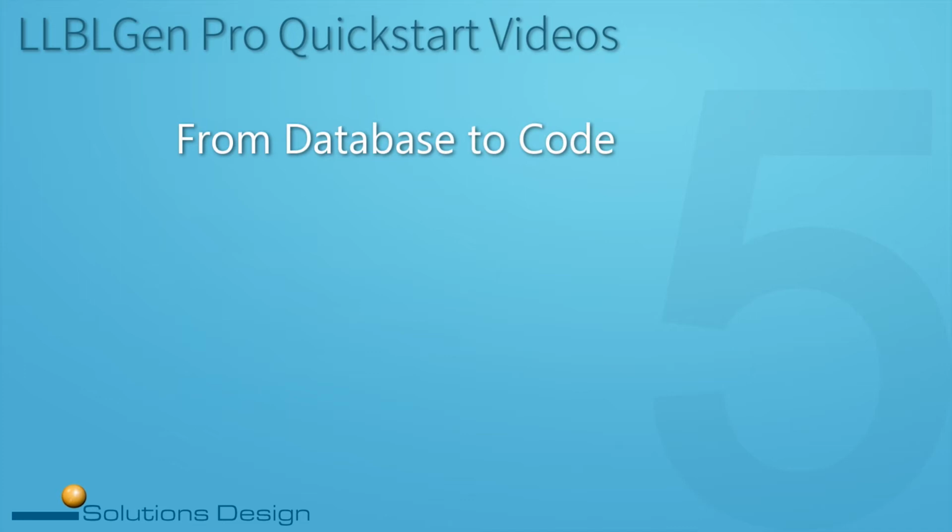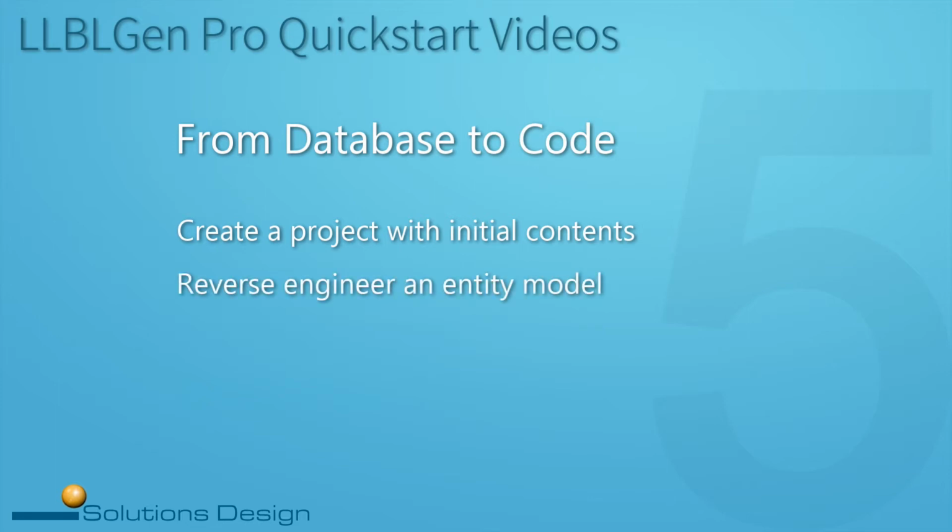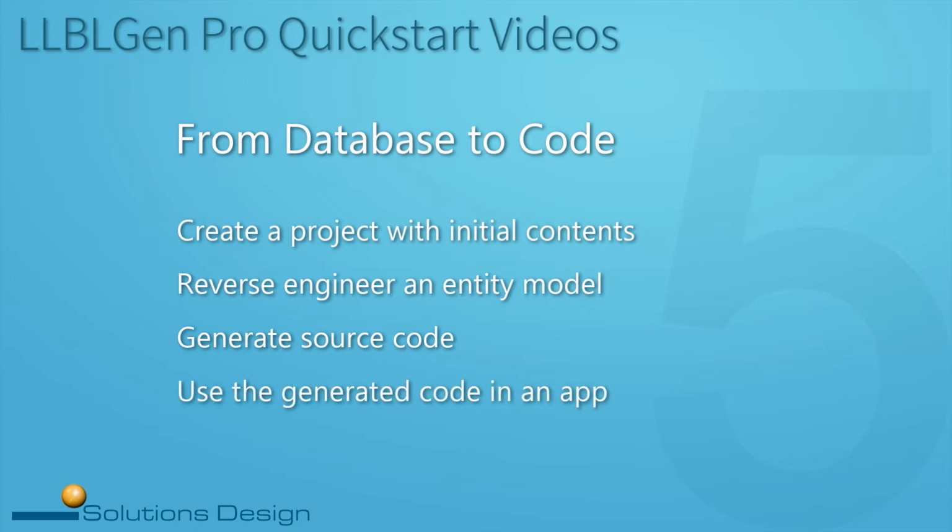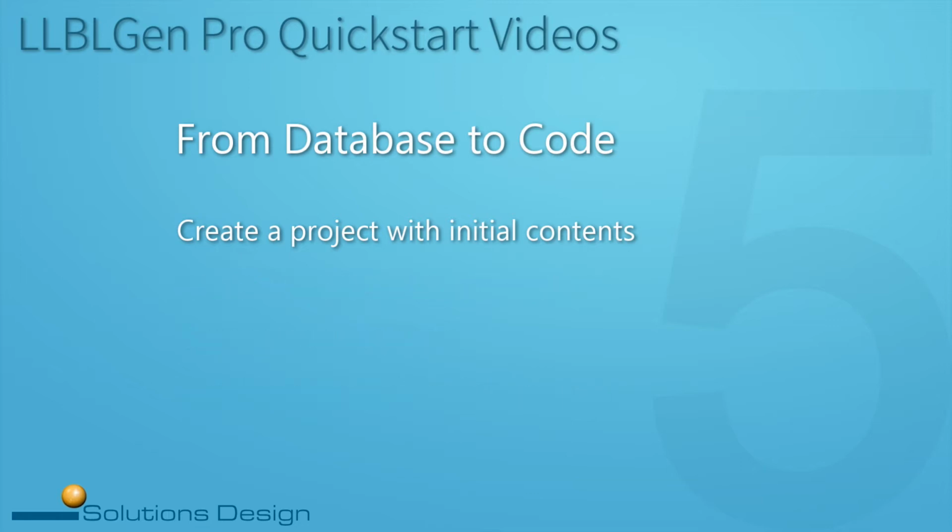In this video, I'll show you how to get source code starting with an existing database in 4 easy steps. This is called Database First. First, I'll create a new project and import relational model data into it from an existing database. Then, I'll reverse engineer an entity model from the imported relational model data. After that, I'll generate source code from the created entity model, and I'll conclude with using the generated code in a simple .NET application. Let's start with the first step, creating a project.